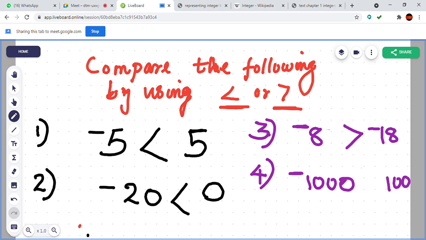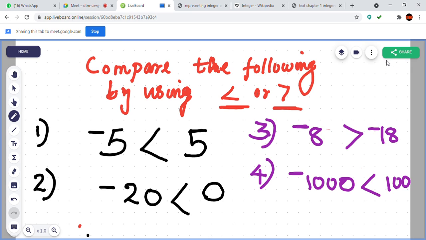Negative 1000 and a positive 100. Leon. Yes, miss. What is the symbol? Miss, negative 1000 is lesser than a positive 100. Okay, negative 1000 is less than positive 100. Now I think all of you have studied how we can compare negative and positive numbers. All of you studied?